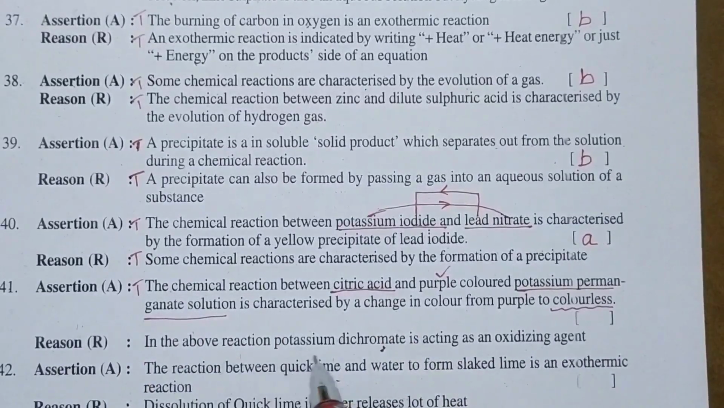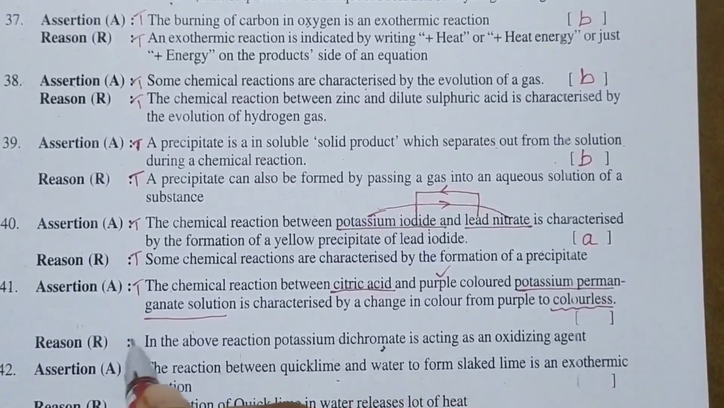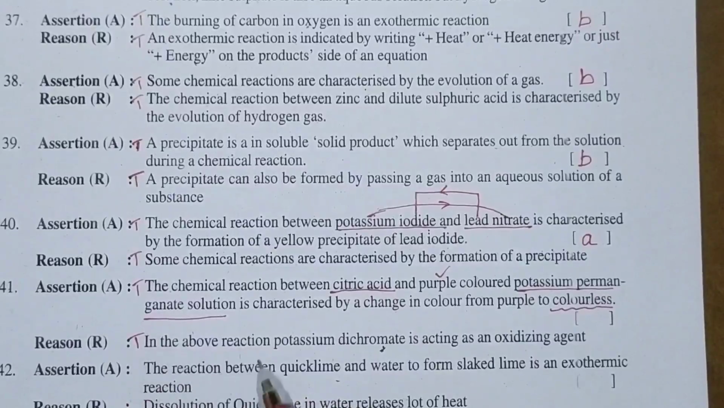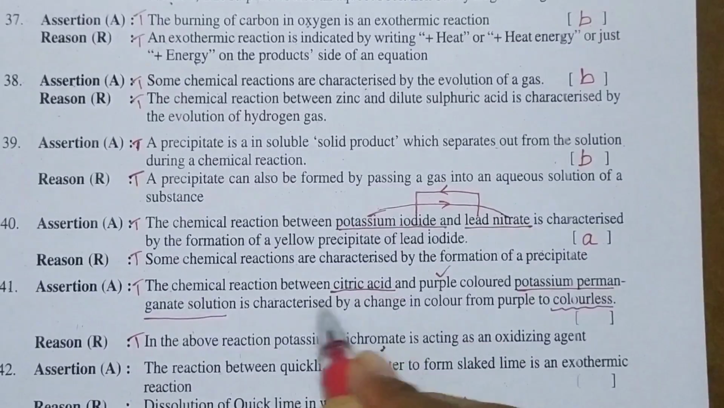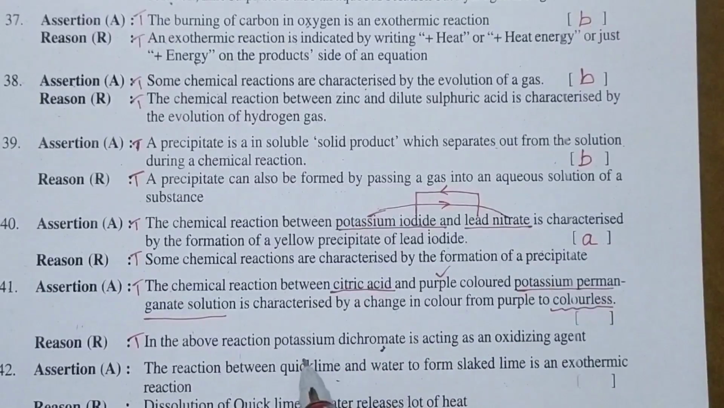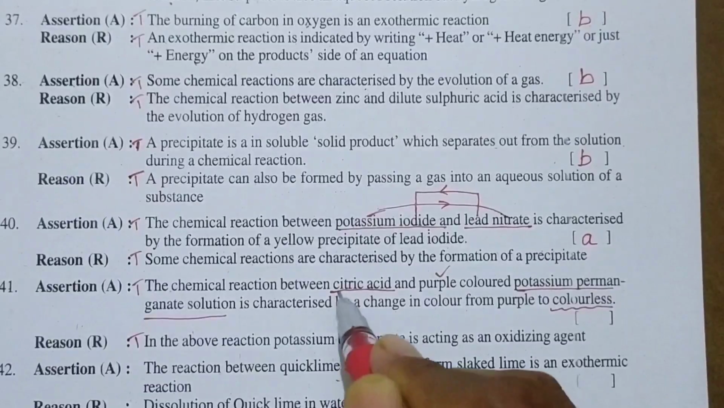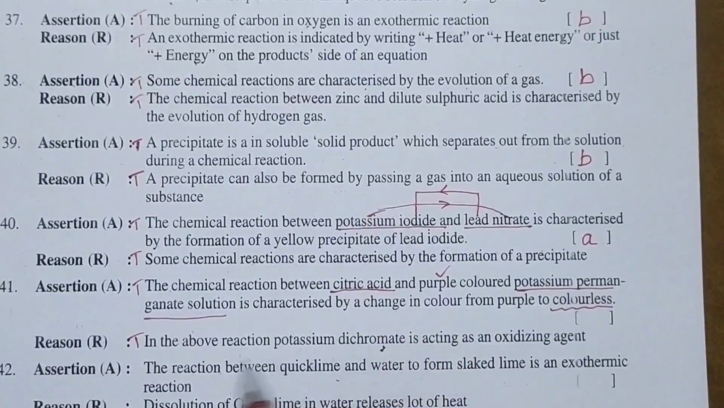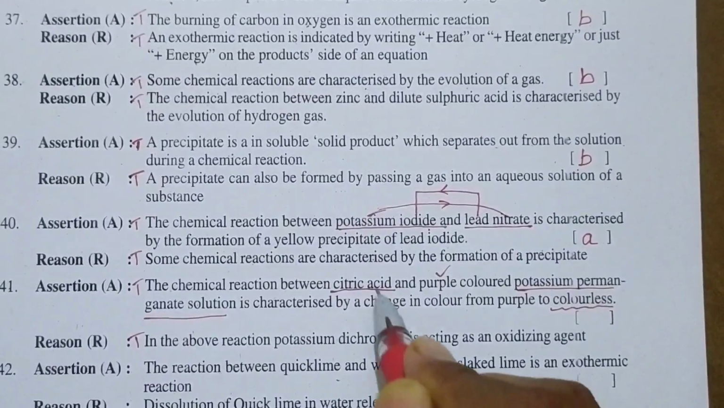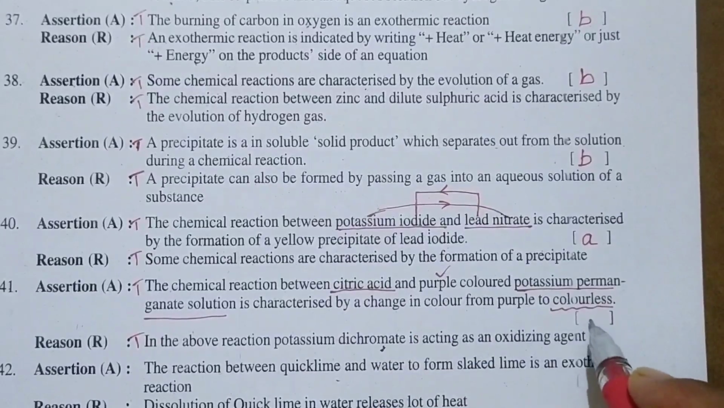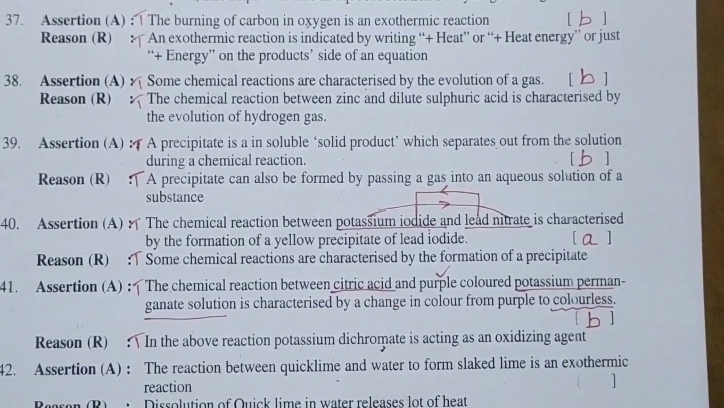In the above reaction, potassium dichromate is acting as an oxidizing agent. This is also true, but this experiment can be done in the presence of potassium dichromate, and this is not the correct explanation for A, because both the situations are entirely different. Here this is the oxidizing agent and here this is the precipitation. So here option B is the right answer.